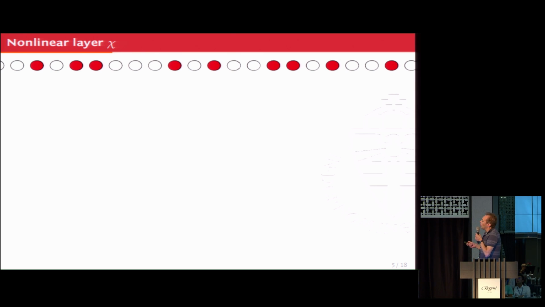It basically operates on a linear array of bits, so these are bits. I represent a 0 by a white circle, a white dot, and I represent 1s by a red one.